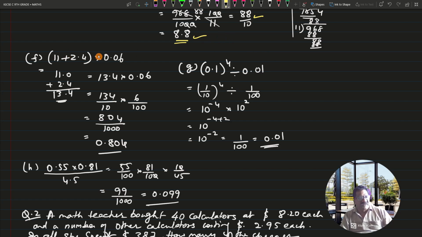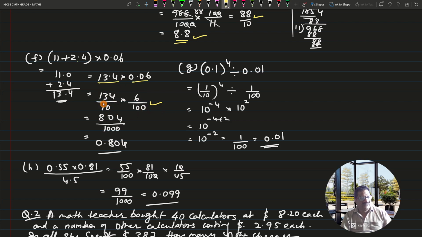Now the F part of this question is 11 plus 2.4 multiplied by 0.06. So here what I'll do is first I'll add 11 and 2.4. So that becomes 13.4, and 13.4 I'm multiplying by 0.06. Because these are two decimal numbers, I'll convert them into fractions. So 13.4 can be written as 134 upon 10, and 0.06 can be written as 6 upon 100. So 134 upon 10 multiplied by 6 upon 100.